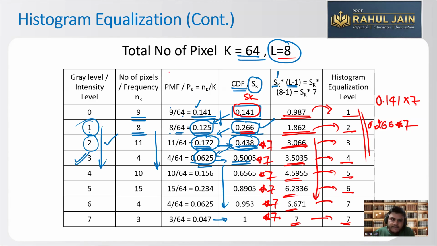So step 1, let's say the image is given in the form of a matrix: calculate the frequency of each intensity level. Step 2, calculate the PMF, the probability mass function, which means the total frequency of that intensity divided by the total number of pixels. Step 3, calculate the cumulative distribution function: keep the first value as it is and keep adding the cumulative sum of the previous value to it. Step 4, calculate Sk, the CDF value multiplied by L minus 1, and then convert it to the nearby level. That is what is called histogram equalization.